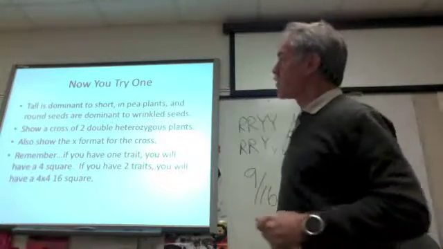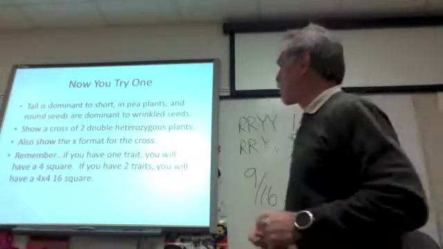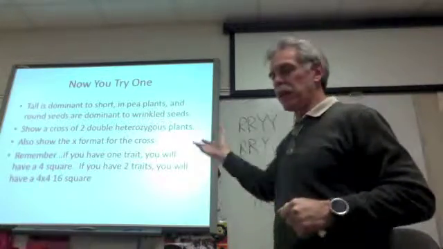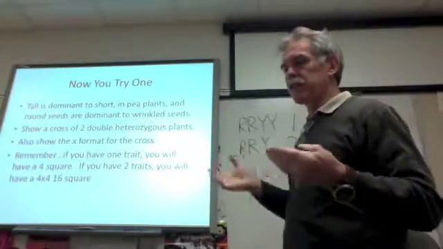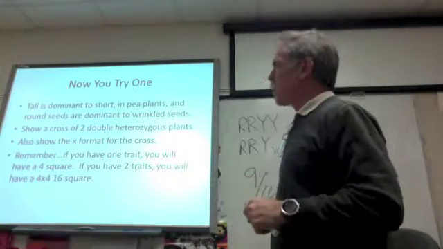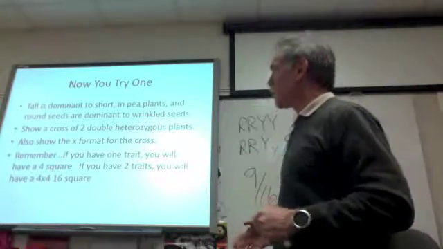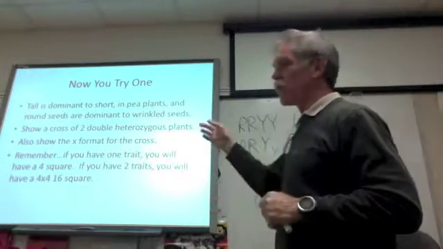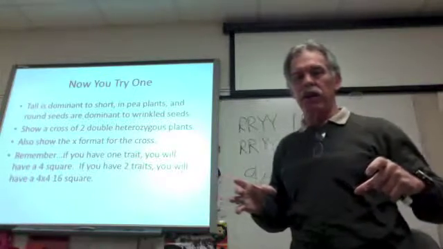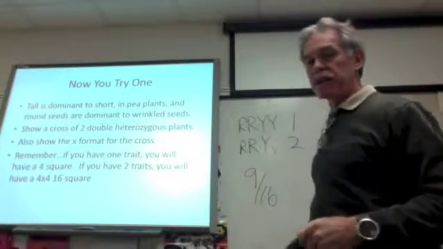So here's the one you're going to try. Tall is dominant to short. We're familiar with that. We did that on the monohybrid cross in pea plants, and round seeds are dominant to wrinkles. So we just did that in the other one, and we're kind of mixing the tall and the seed appearance. So again, you're going to show a cross of two heterozygous plants. So first thing I want you to do is show the X format, and maybe check that out to make sure that you're starting the right way, because if you mess up on the X format, then your whole Punnett square is going to be messed up.